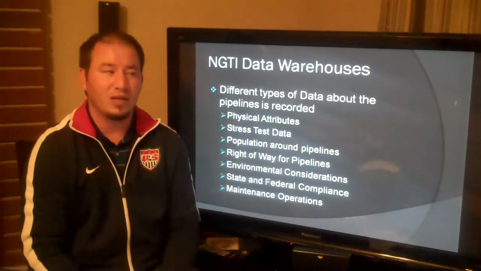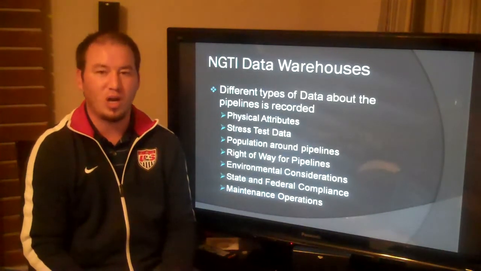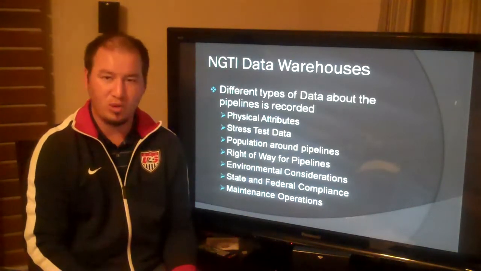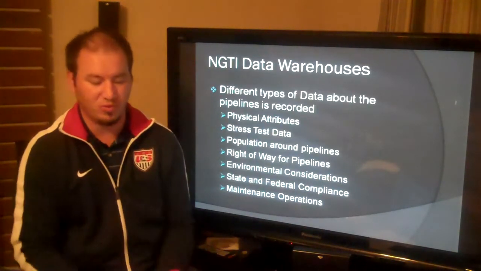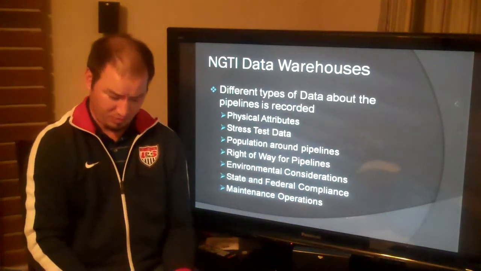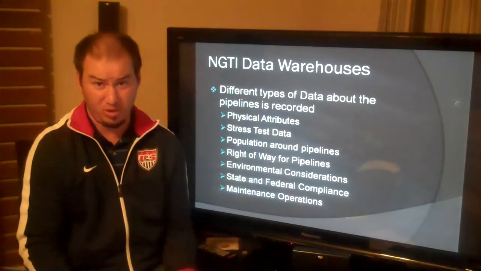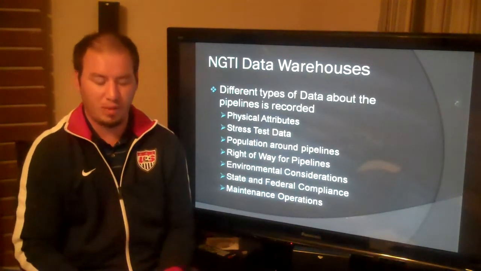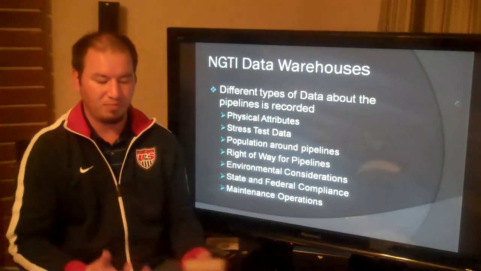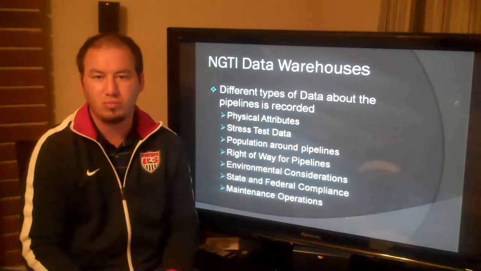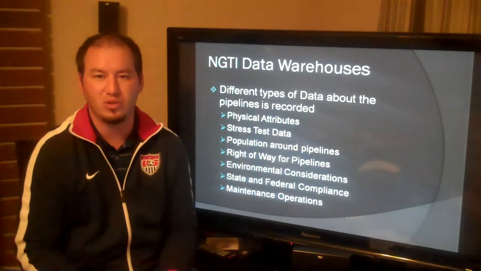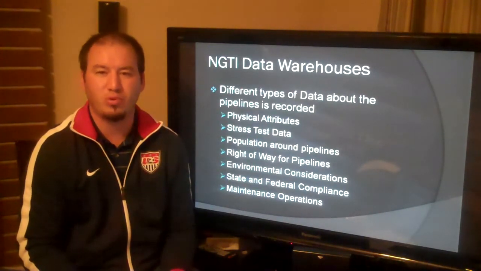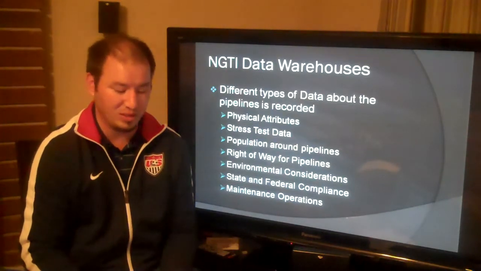Data warehouses. This is a big deal with what we're doing. We're constantly keeping track of stats in terms of the physical attributes of the pipe, how we test the pipe, and the different kind of attributes, if you will, for our stress testing of the pipe. Different population around the pipe. Population is a big thing with compliance in terms of making sure that the pipelines are operating safely. The right-of-way for pipelines we'll get to in a second, and environmental, state and federal compliance. It's a big thing if you've noticed things in the industry lately in terms of national news. The industry had a few pretty high-profile failures, and that's obviously a big thing with the compliance industry and things like that.